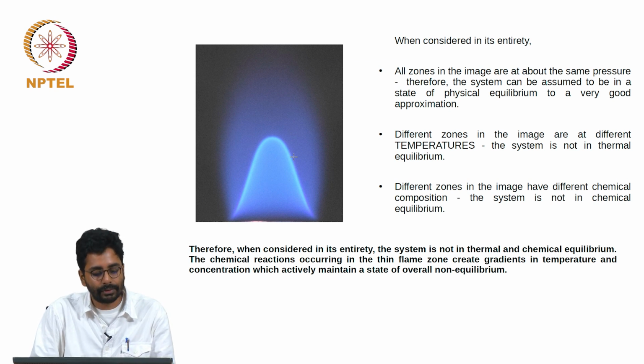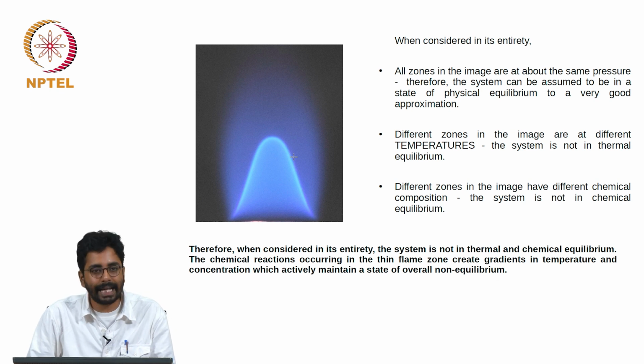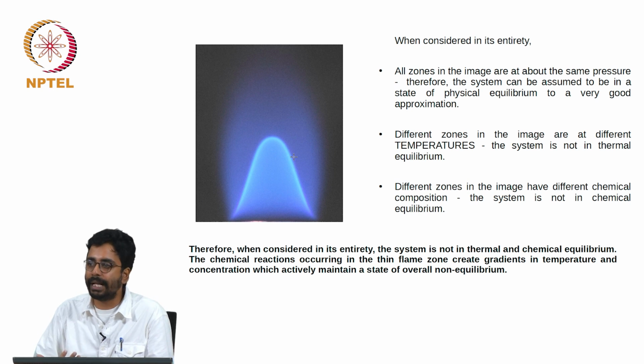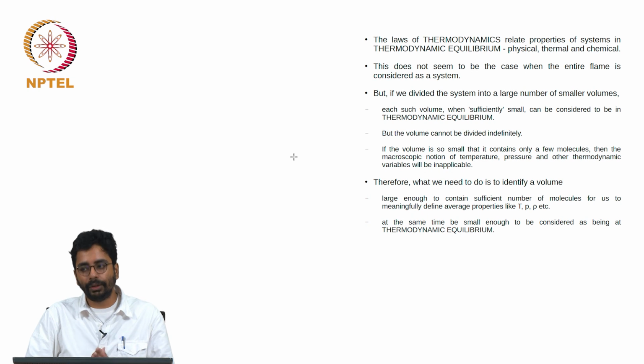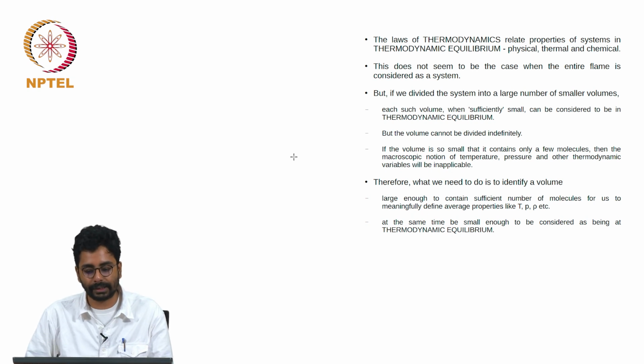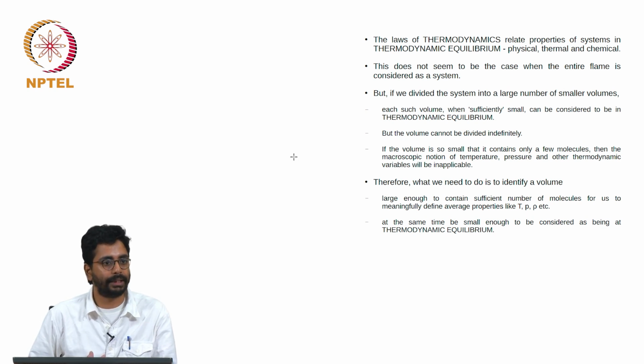So when considered as a single entity, the system is not in thermal and chemical equilibrium. In fact, the chemical reactions occurring in the thin flame zone create gradients in temperature and concentration which actively maintain a state of overall non-equilibrium. But we all know from our courses in thermodynamics that the laws of thermodynamics relate properties of systems in thermodynamic equilibrium.